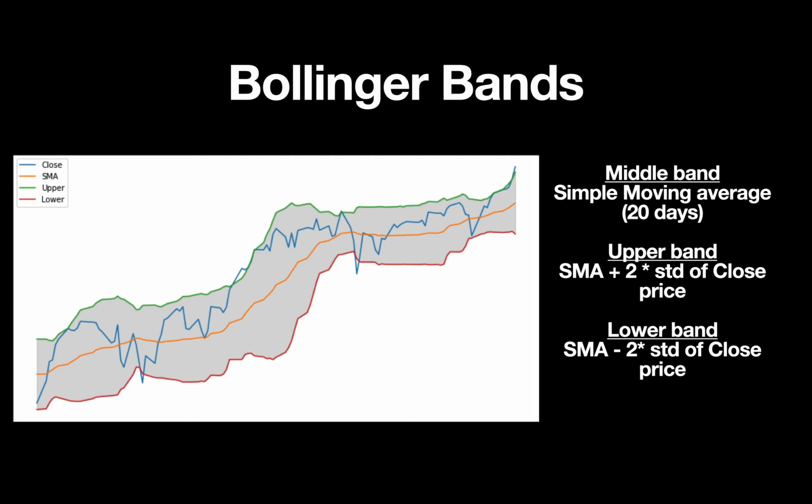So what are Bollinger Bands? As you can see here, we have a price chart of a particular asset containing the close price, the blue line here, the orange SMA line, which is a simple moving average of the close price over the last 20 days. And we have the upper band, the green line here, which is the SMA plus 2 times the standard deviation of the close price. And the lower band, the red line here, which is the SMA minus 2 times the standard deviation of the close price. So what are in general possibilities to trade those bands?